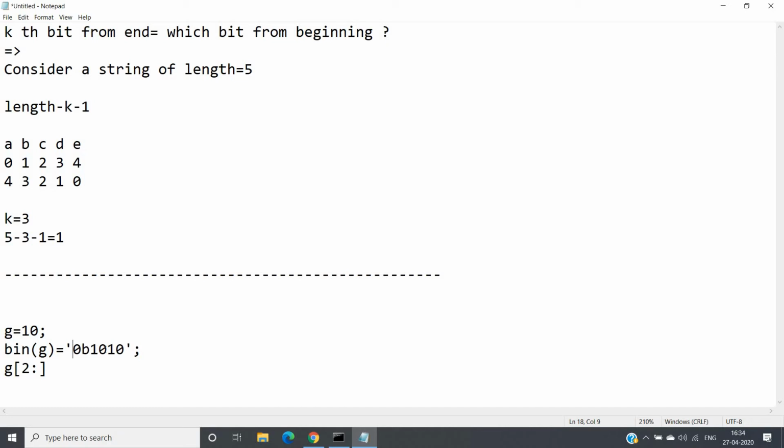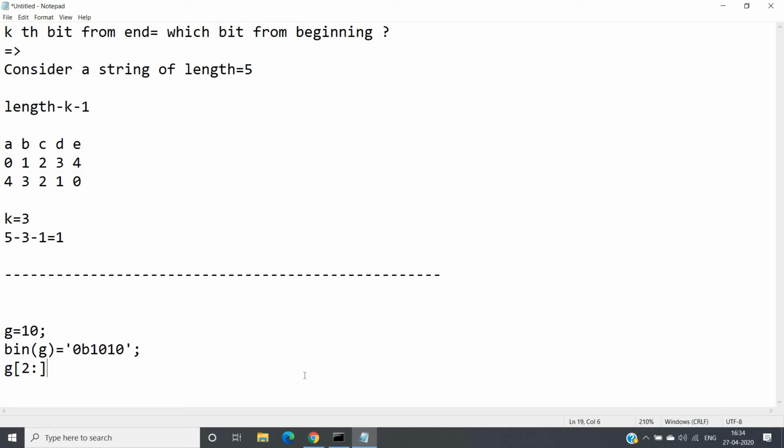So if your interest is only the actual binary number, you should do string slicing this way: g[2:], because 0 and b are not required. This is the 0th index, this is the first index, this is the second index. So from the second index to the end, so 2 colon. I told you that if you give the beginning index and don't specify the ending index, it will by default take up to the end of the string. So using g[2:], we can get the original binary representation.